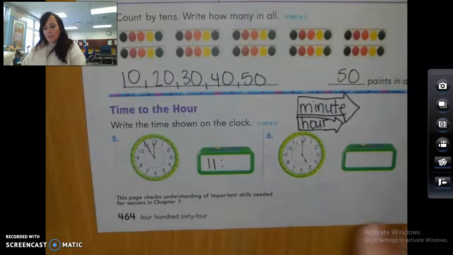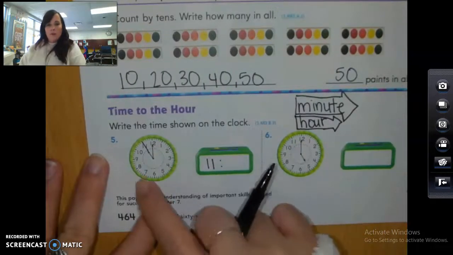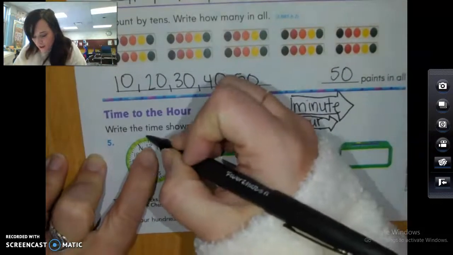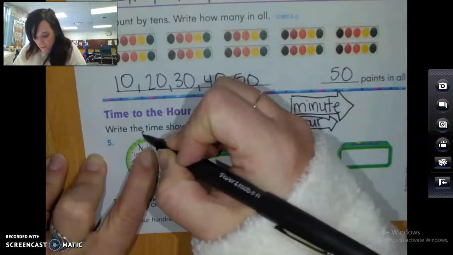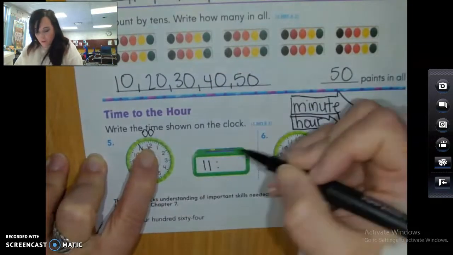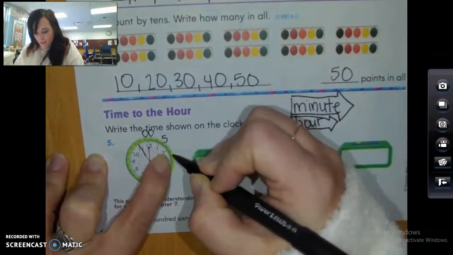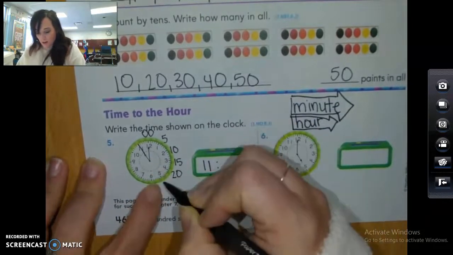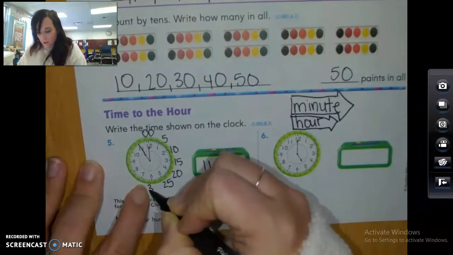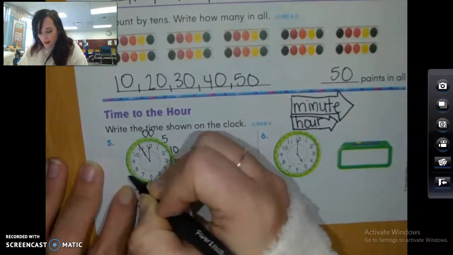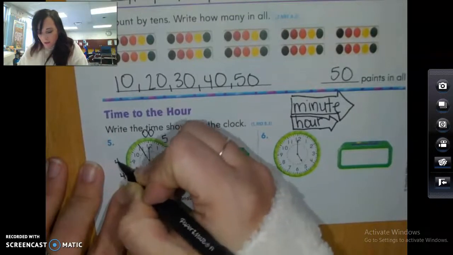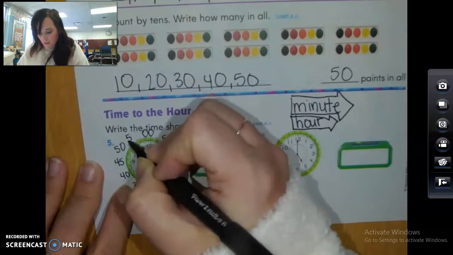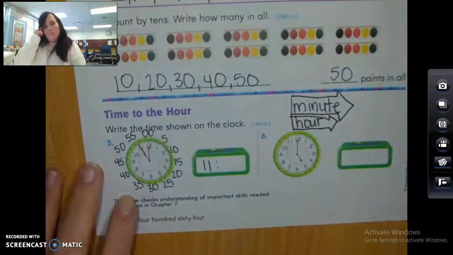So how a clock works is each one of these numbers, when you're counting around the clock, it's going to count by fives. So if we start at the 12, that is 0. We're going to start at 0 for 12. And then it goes 5, 10, 15, 20, 25, 30, 35, 40, 45. You guys are counting with me, right? 50, 55. And then we're going to be back at 0.